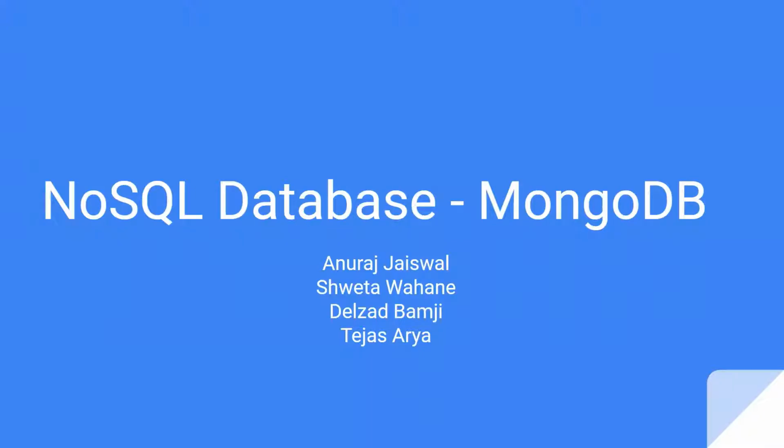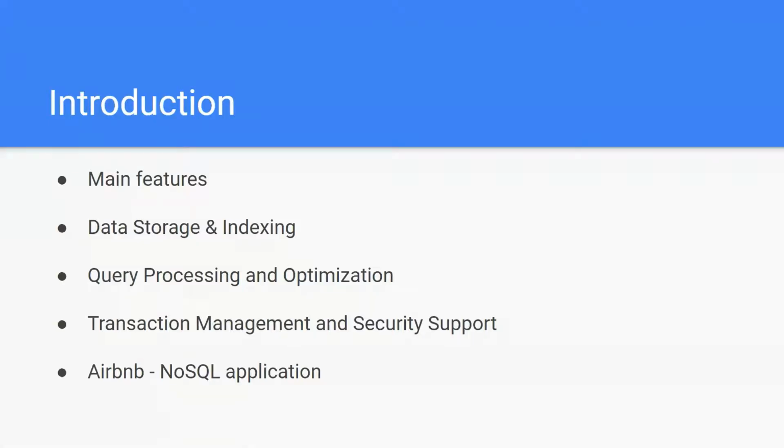Moving ahead to the introduction. Initially, we'll be talking about some of the main features of MongoDB from a high-level perspective. Then, we'll dive a little deeper and dissect these features with respect to three areas. First, data storage and indexing. Second, query processing and optimization. And third, transaction management and security support. Finally, we'll take a look at the NoSQL application, that is Airbnb, and we'll show you guys a little demo of it.